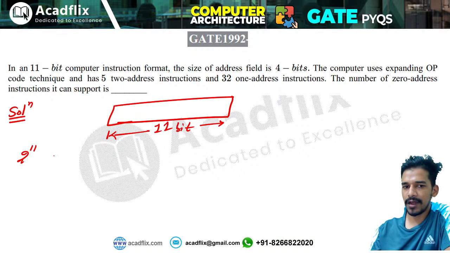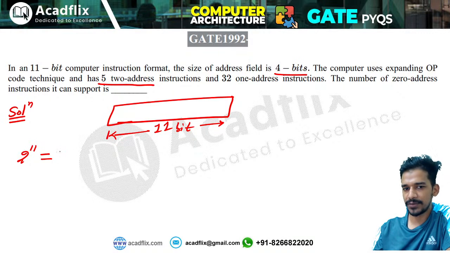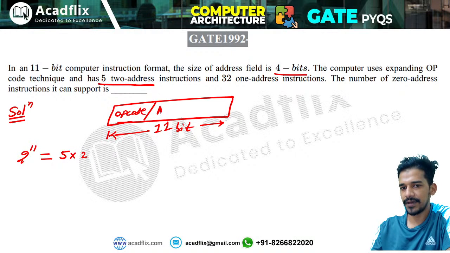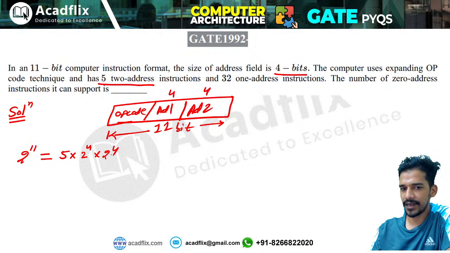Okay, so in total you have 2 to the power 11 instructions, out of which the address field is of 4 bits, right? The computer uses expanding opcode technique. It has 5 two-address instructions. 5 two-address means 5 instructions will use 2 addresses. So the address format is of 4 bits, so it will be like this: opcode, address 1, address 2. So the address part is of 4 bits, so it will be like 5 into 2 to the power 4, 2 to the power 4.